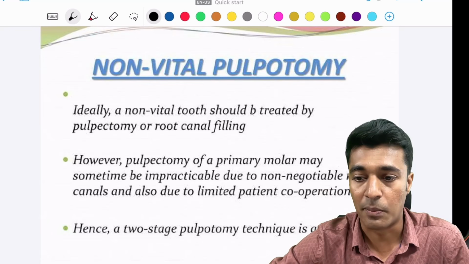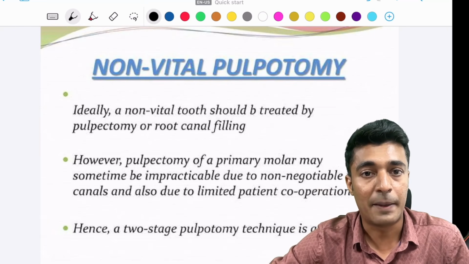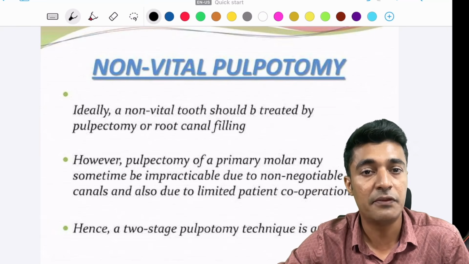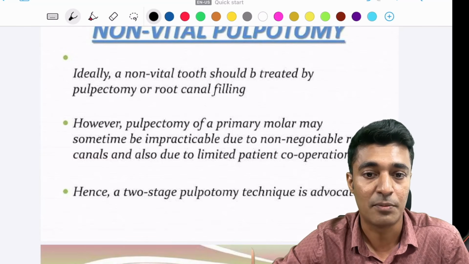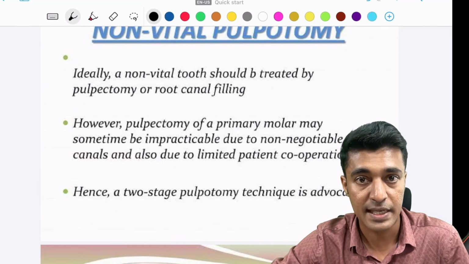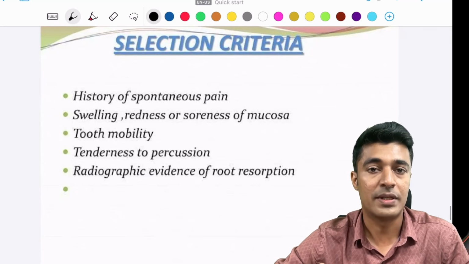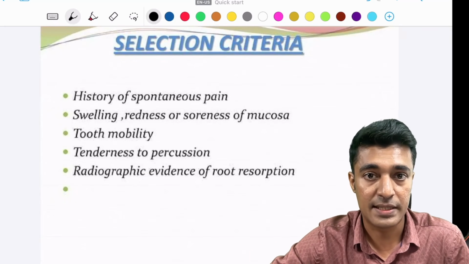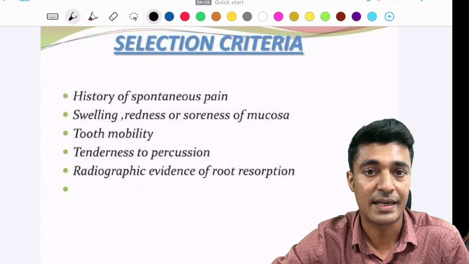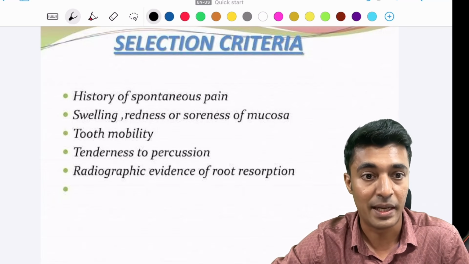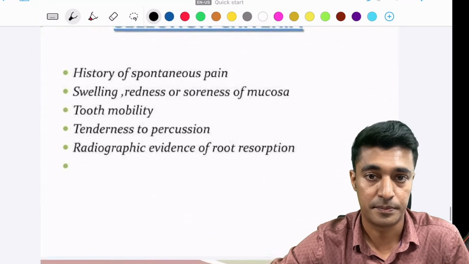Coming to non-vital pulpotomy, ideally a non-vital tooth should be treated by pulpectomy or root canal filling. But sometimes it is difficult to do these procedures, especially when the canals are non-negotiable, the tooth is mobile and there is abscess. So in such cases, the two-stage pulpotomy technique is advocated. The criteria for doing this two-stage non-vital pulpotomy are a history of spontaneous pain, swelling, redness of the mucosa, a mobile tooth, tenderness to percussion, and radiographic evidence of root resorption.